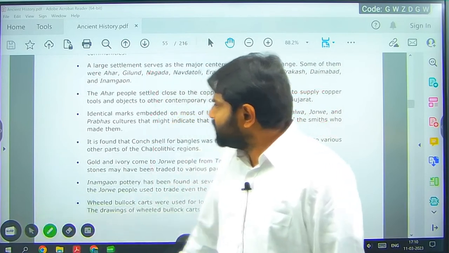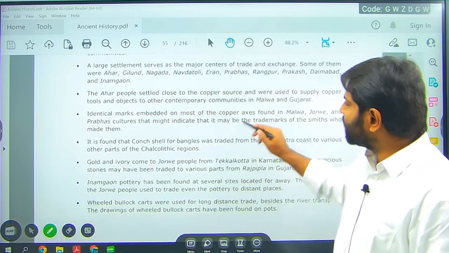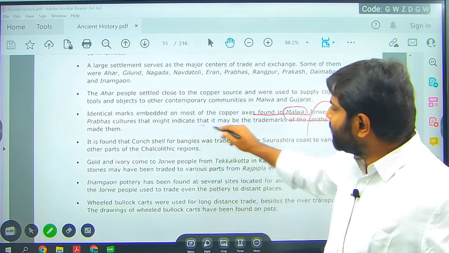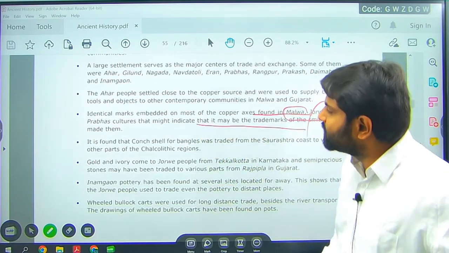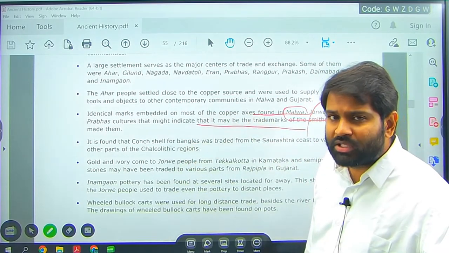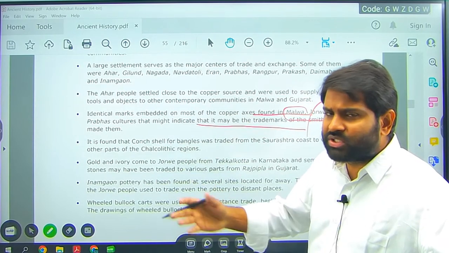So, you see identical marks embedded on most of the copper axes found in the Malwa, Jorve and Prabhas cultures. That might indicate that they may be the trademarks of the smiths who made them. The same kind of symbols are available in all these contemporary cultures, which means that there was trade and commerce available internally.